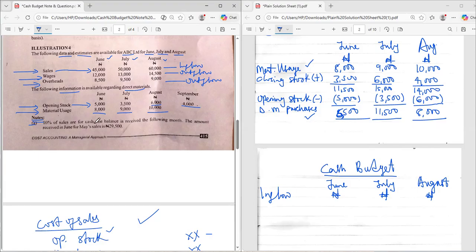10% of sales are for cash. The balance is received the following month. The amount received in June for May sales is 29,500. Does that make sense now? Let's work through it.